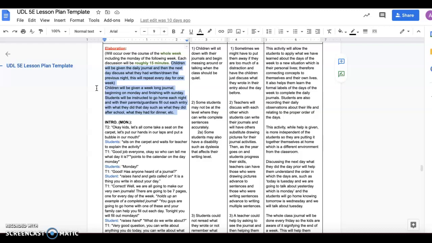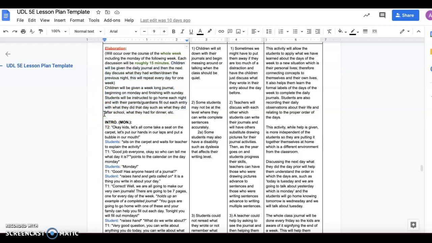Children will be given a week-long journal beginning on Monday and finishing with Sunday. Students will be instructed to go home each night and with their parents or guardians fill out each entry with what they did that day, what they did after school, what they had for dinner, etc.